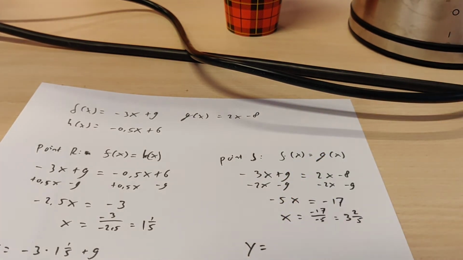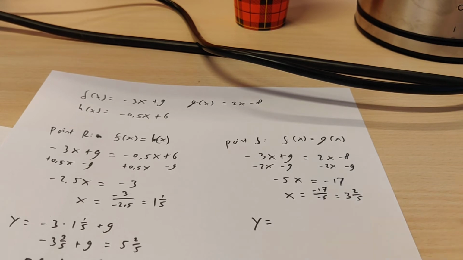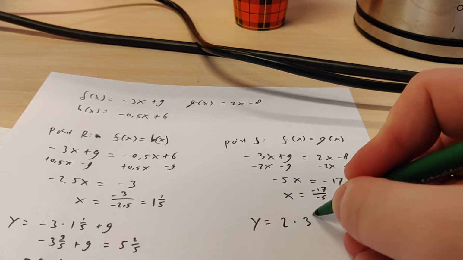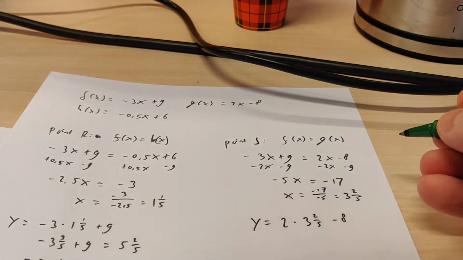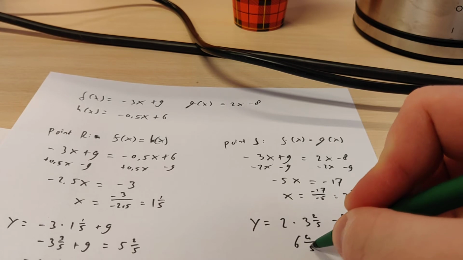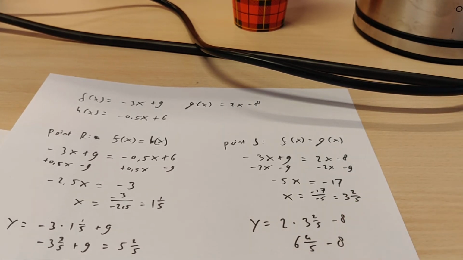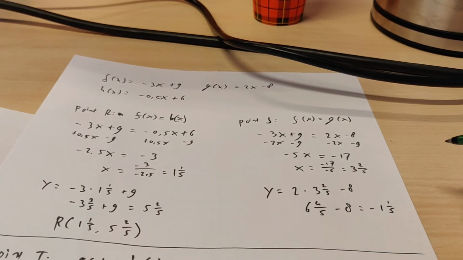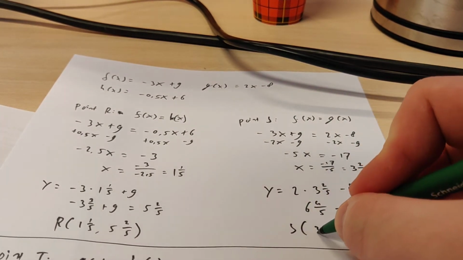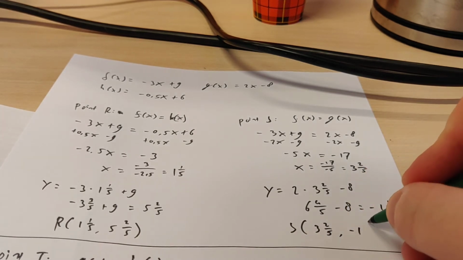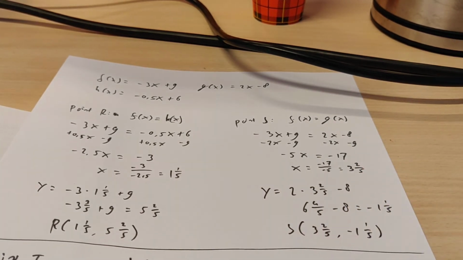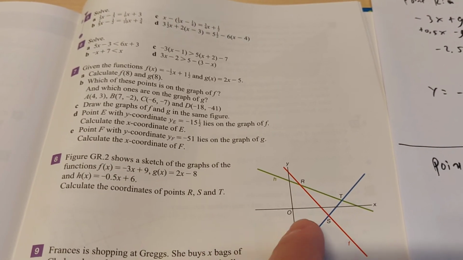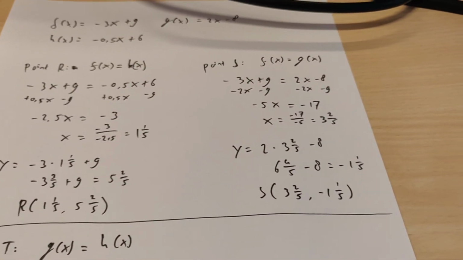Then we're going to calculate what the y is by filling it in. I think it's easier to fill it into this one here, so I'm going to use that. So we do 2 times 3 2/5, and then minus 8. So this is 6 4/5 minus 8. That means you have minus 1/5. Alright, so the coordinates for point s are 3 2/5 and minus 1/5. You can always see in the picture it makes sense, right? Because s is over here, so the y should be negative. Well, it is negative, and it should be 3 point something, so this looks alright.